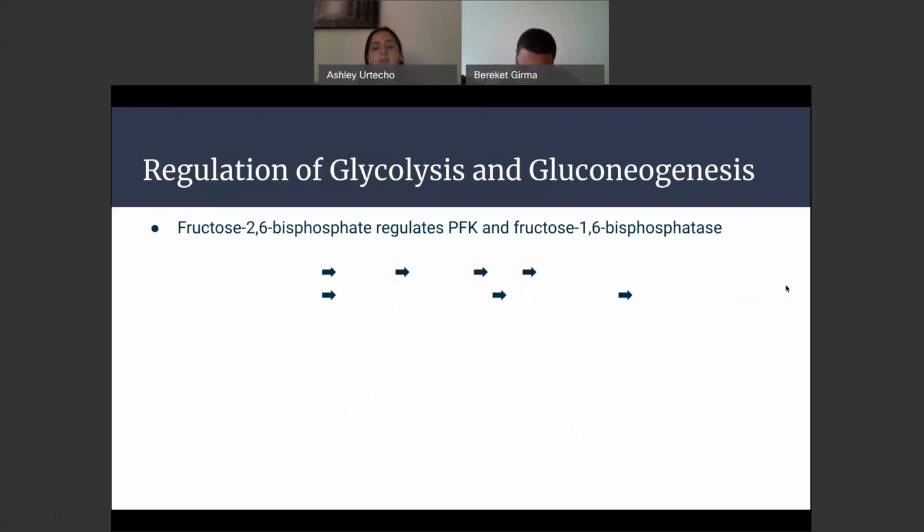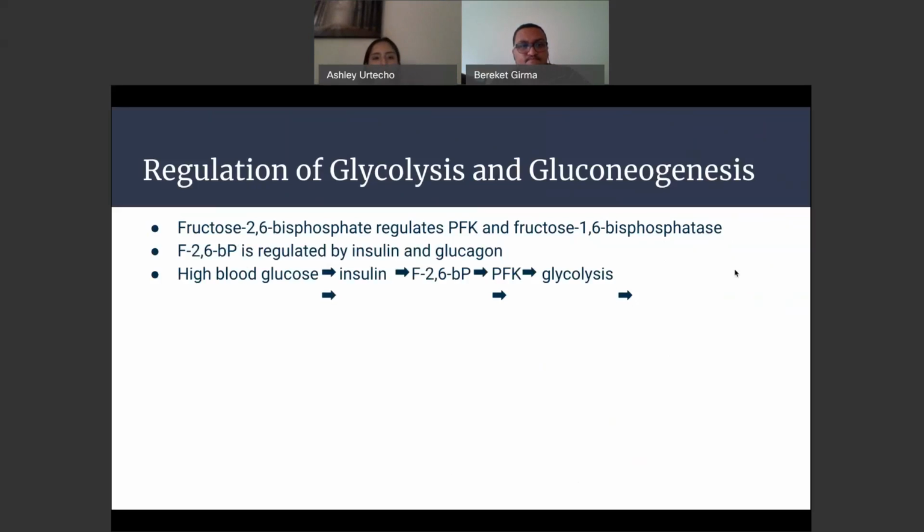So this is another type of regulation of glycolysis and gluconeogenesis. Fructose 2,6-bisphosphate is a molecule that we haven't talked about yet. It regulates PFK, phosphofructokinase, and fructose 1,6-bisphosphatase. This molecule is regulated by the hormones insulin and glucagon that are produced by the pancreas. So if you have high blood glucose, after a good meal, we have lots of insulin. This insulin will activate the molecule fructose 2,6-bisphosphate.